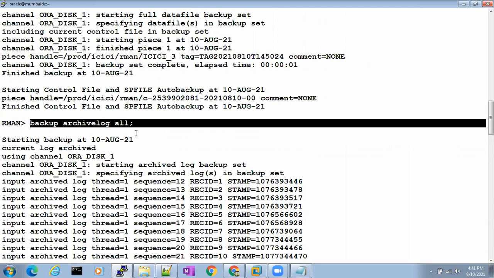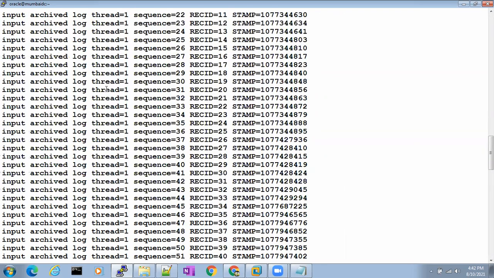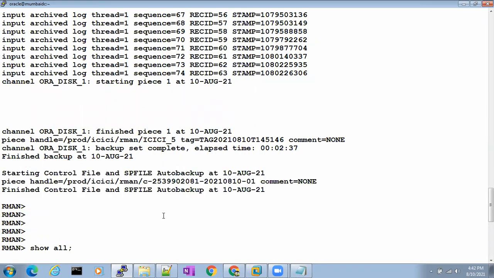Archive log backup. It has to take only archive log backup. Yes or no? Yes. But we have kept control file autobackup on. Yes or no? Yes. So what it is doing is it is taking archive log backup, and again at the end it is including control file also. It is including control file automatic backup. Understood what I am talking?